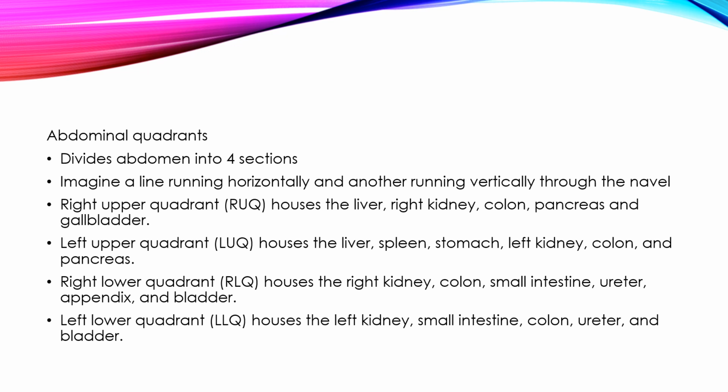So your right upper quadrant has your liver, your right kidney, your colon, your pancreas, and your gallbladder in it. Your left upper has your liver, spleen, stomach, left kidney, colon, and pancreas. Your right lower has your right kidney, colon, small intestine, ureter, appendix, and bladder. Your left lower has your left kidney, small intestine, colon, ureter, and bladder.